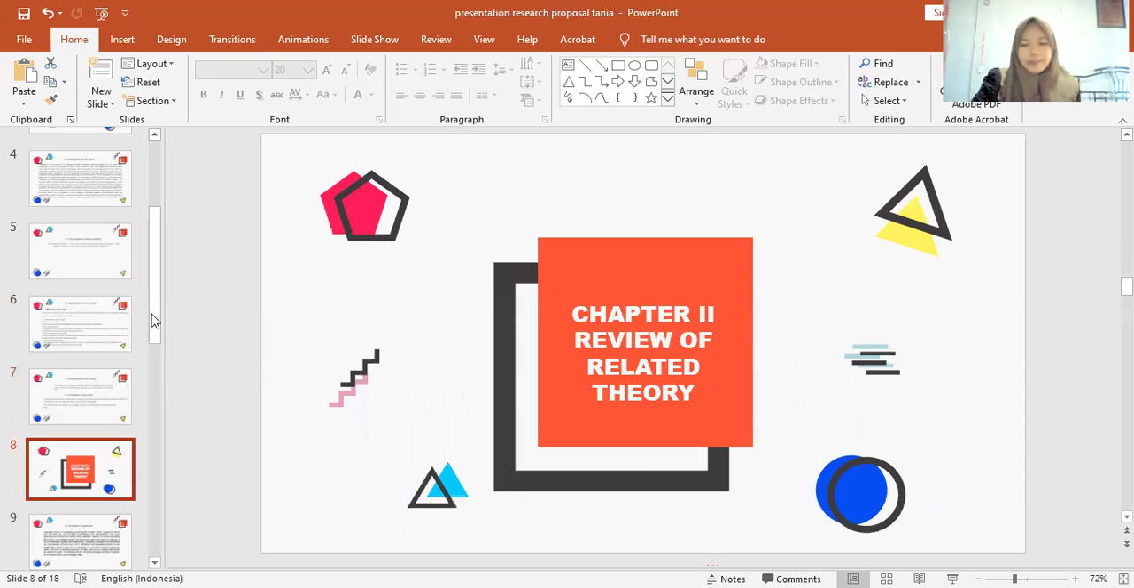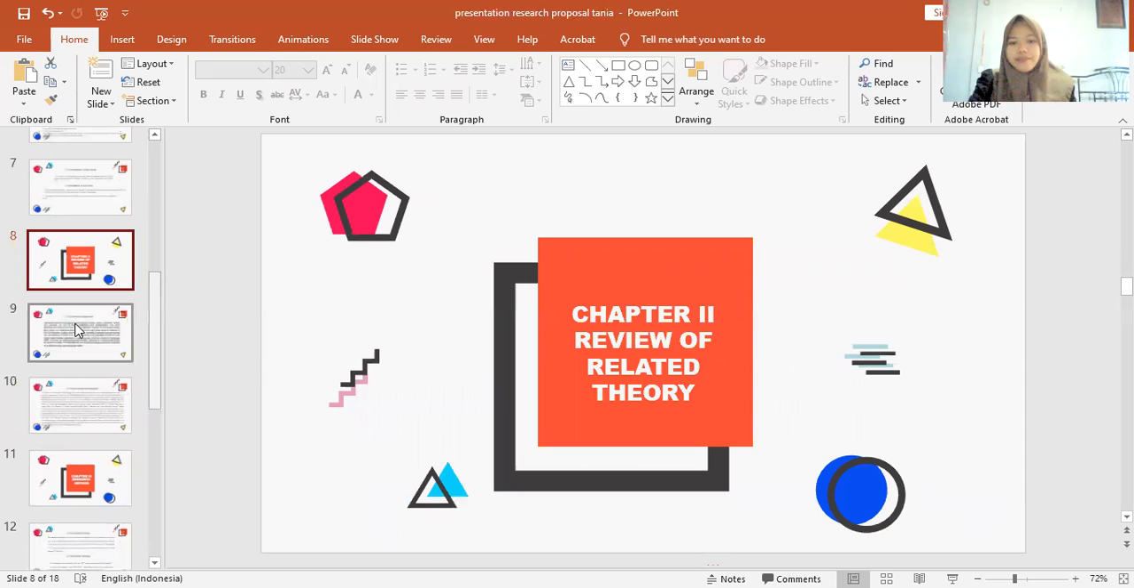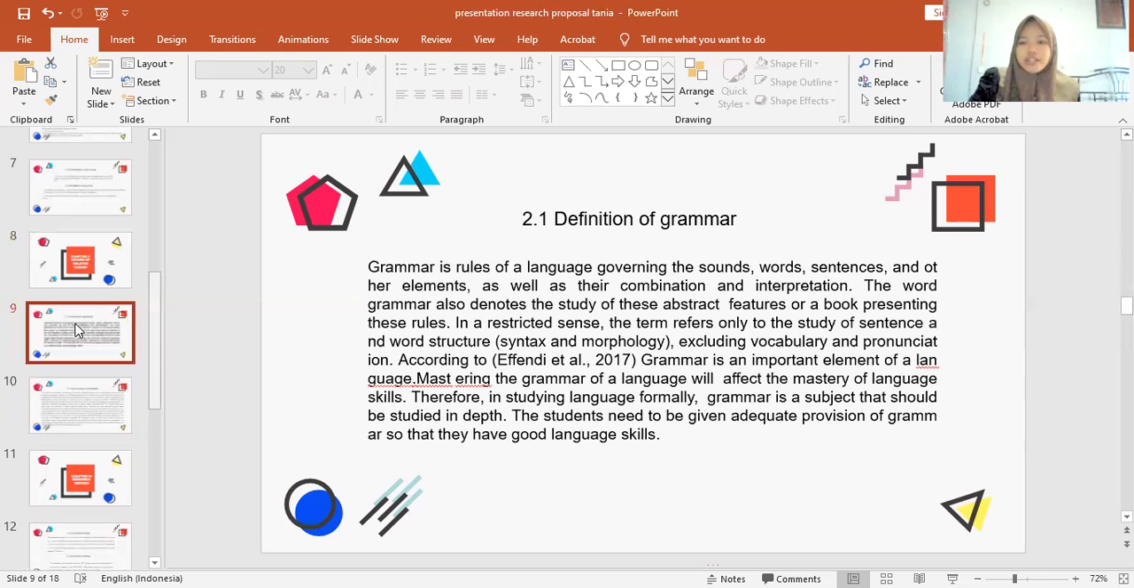Next, we move to chapter 2, review of related theory. So, definition of grammar. Grammar is rules of language governing the sounds, words, sentences, and other elements, as well as their combination and interpretation. The word grammar also denotes the study of these abstract features or a book presenting these rules. In restricted sense, the term refers only to the study of sentence and word structure, syntax, and morphology, including vocabulary and pronunciation.